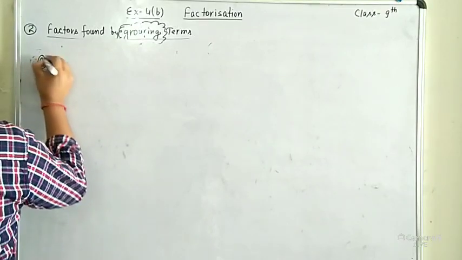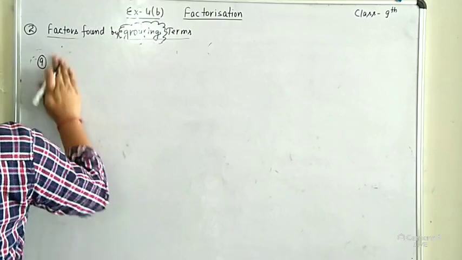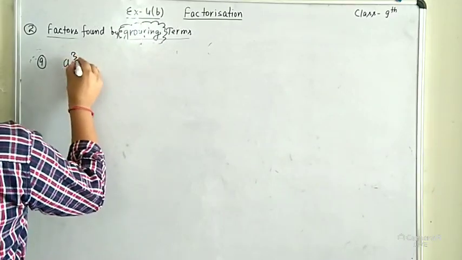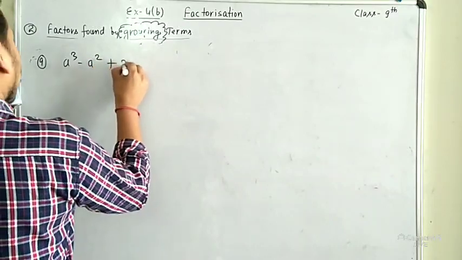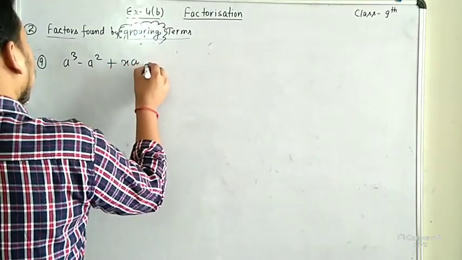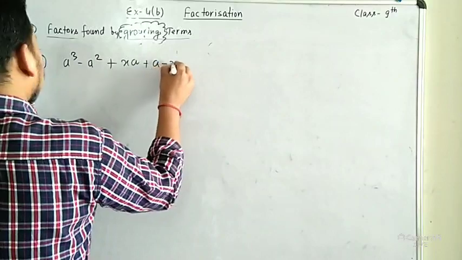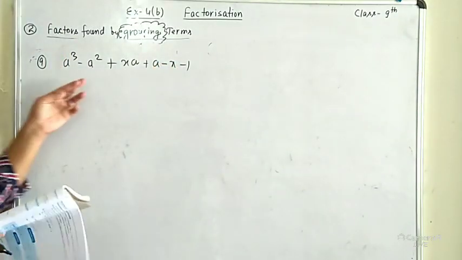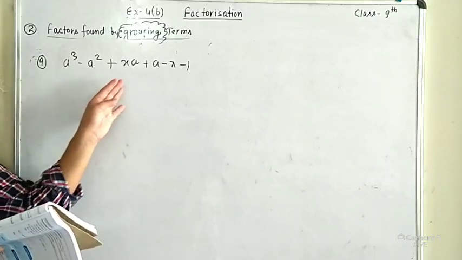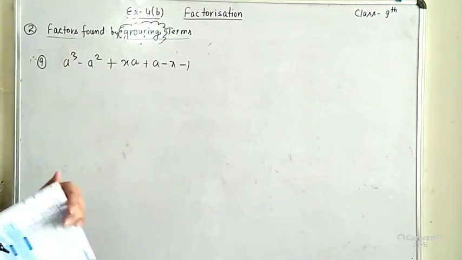Question number 9: a cube minus a square plus xa plus a minus x minus 1. It is just based on the previous question. There, what did we take common? We took x common; here also something similar is forming.